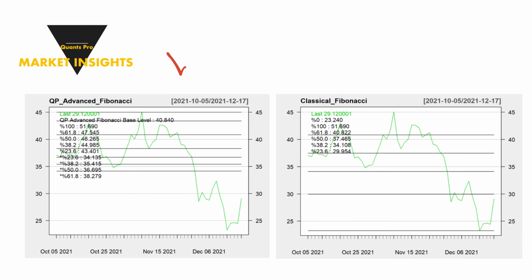Now let's examine the difference between the classic Fibonacci and Quants Pro Advanced Fibonacci Analytics from the charts. It can be easily understood that the QP Advanced Fibonacci retracement can better detect significant price breaks.